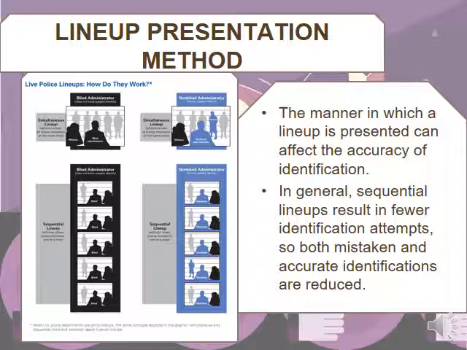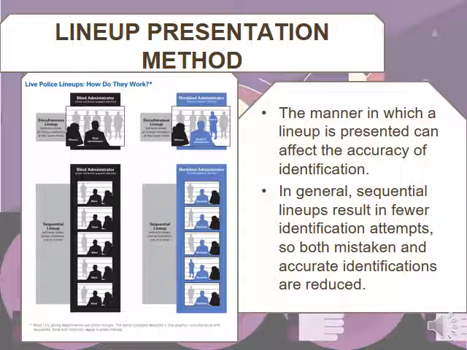Here's one, live police lineups. How do they work? So you have the blind administrator, and then you have the non-blind. You have the simultaneous lineup, and they're both simultaneous. Initially you have the blind administrator. And then you have the sequential lineup, where the witness views lineup members one at a time. Again, there's a difference in terms of whether the administrator does not know the suspect identity or knows the suspect identity.